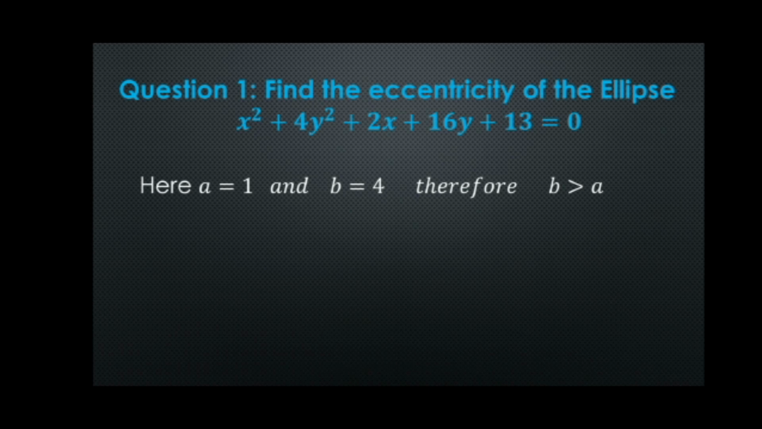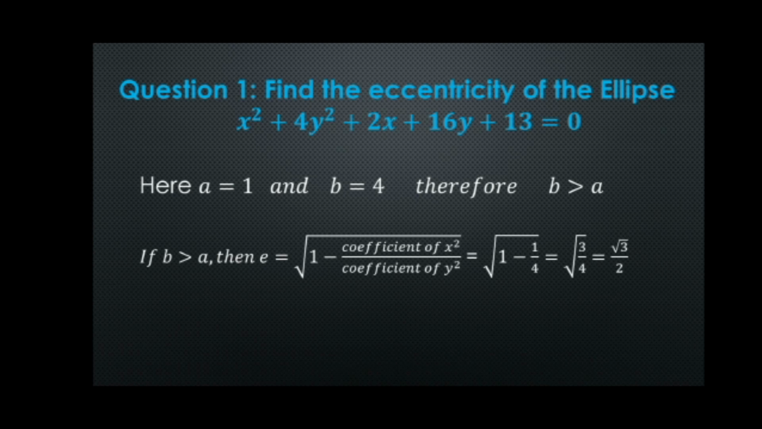For example, find the eccentricity of the ellipse x square plus 4y square plus 2x plus 16y plus 13 equal to 0. Here a equal to 1 and b equal to 4, therefore b is greater than a. If b is greater than a, then eccentricity is equal to square root of 1 minus coefficient of x square divided by coefficient of y square, which is square root of 1 minus 1 by 4. It will be root 3 divided by 2.